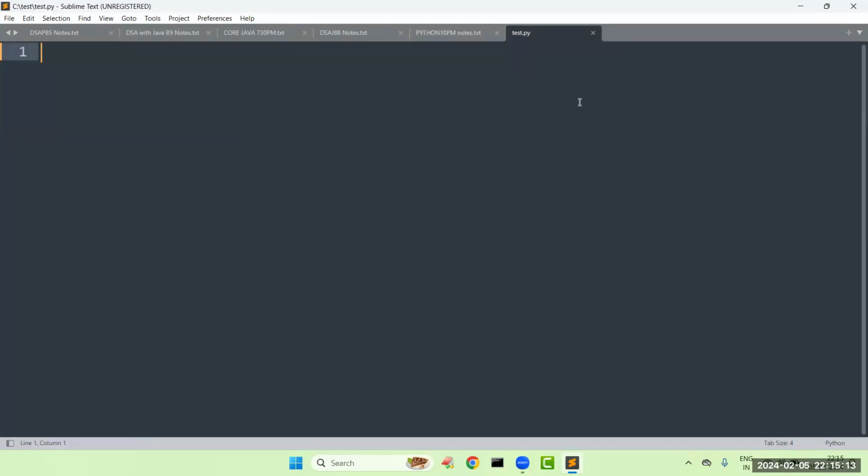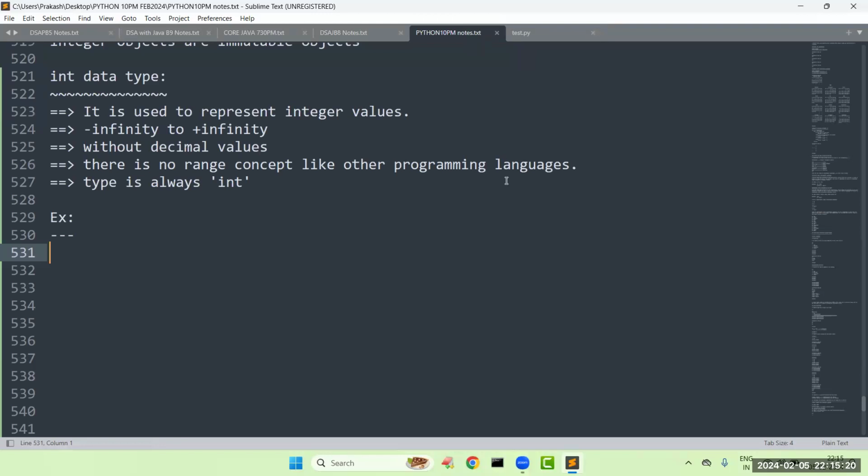So in C, what is the range for int? Sir, here it is not required, right? In C. Now that's what I am telling. So we are not talking about C here. Okay.